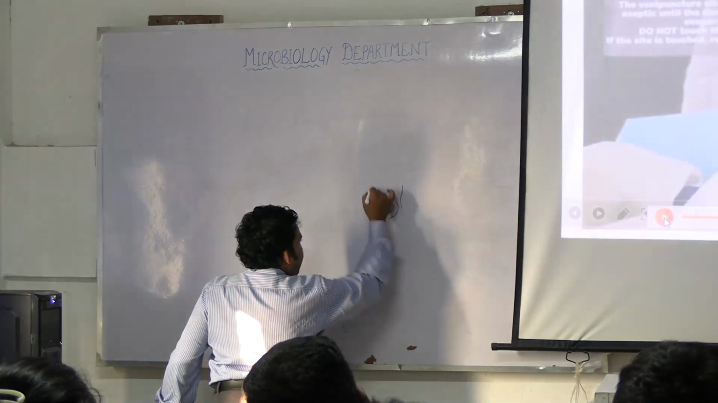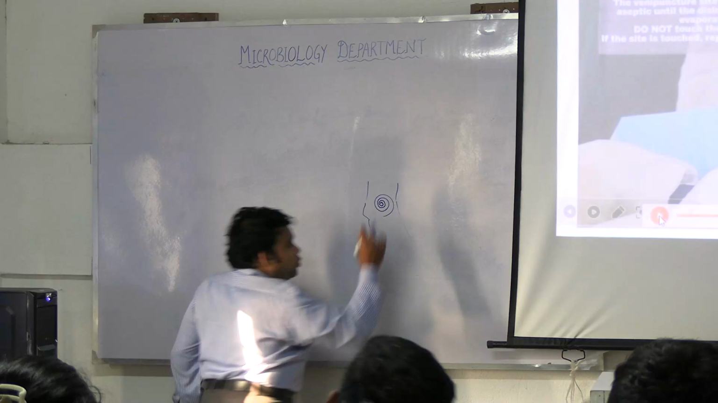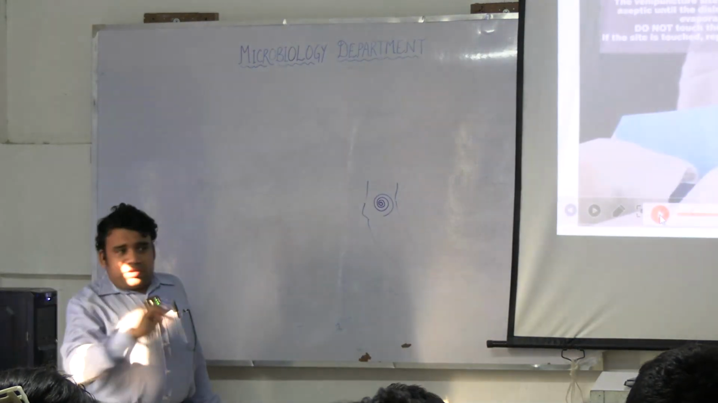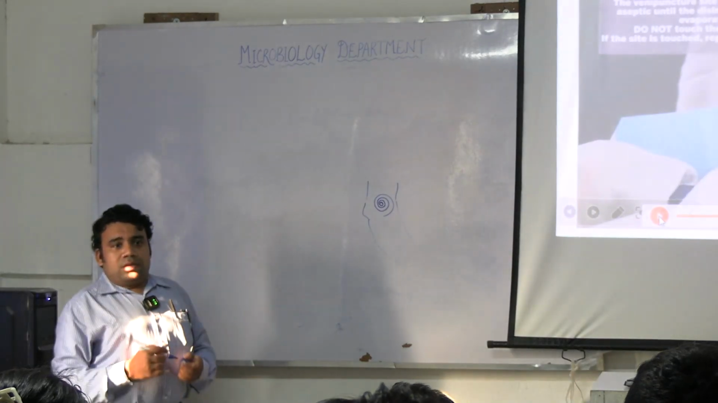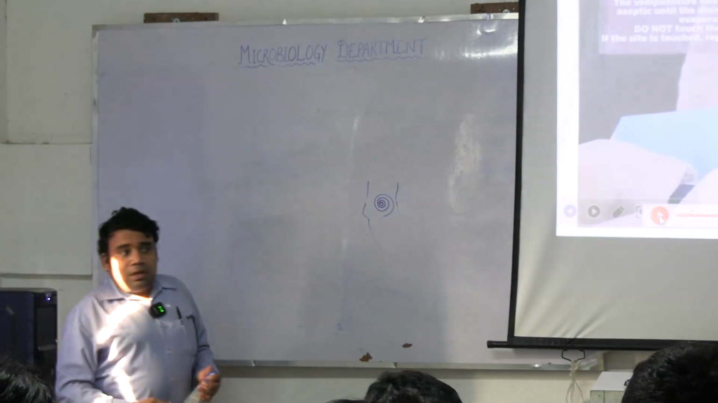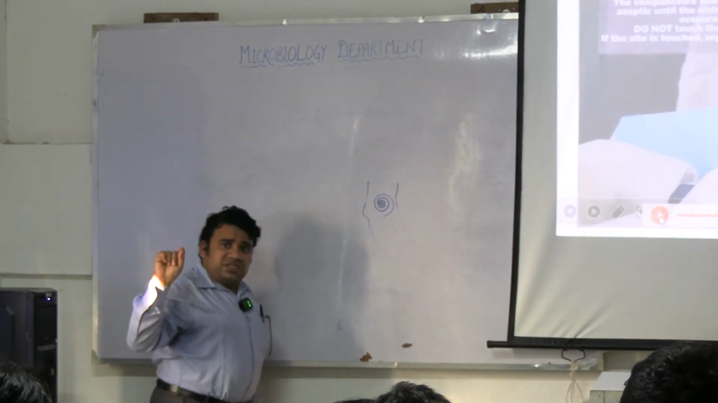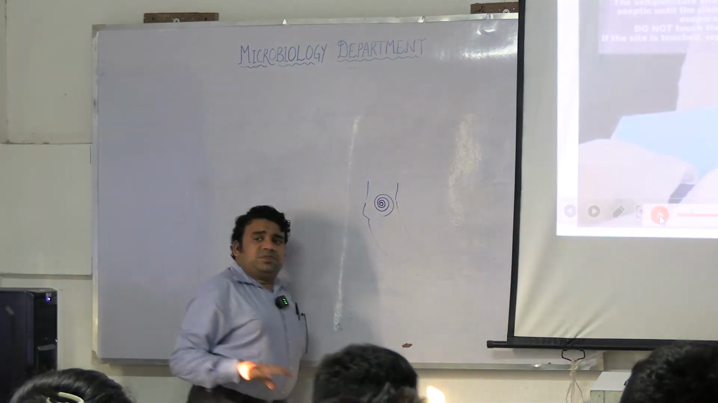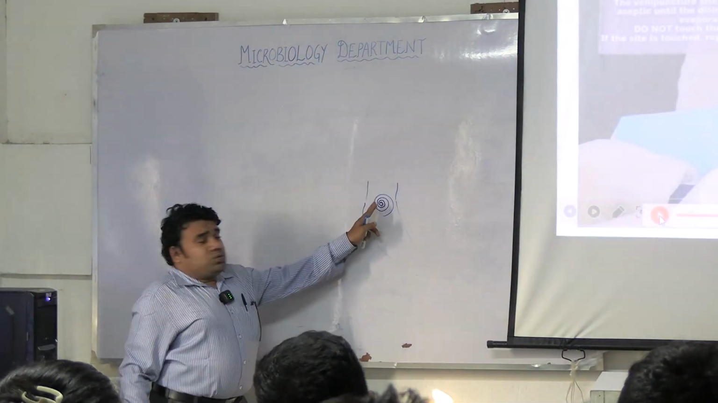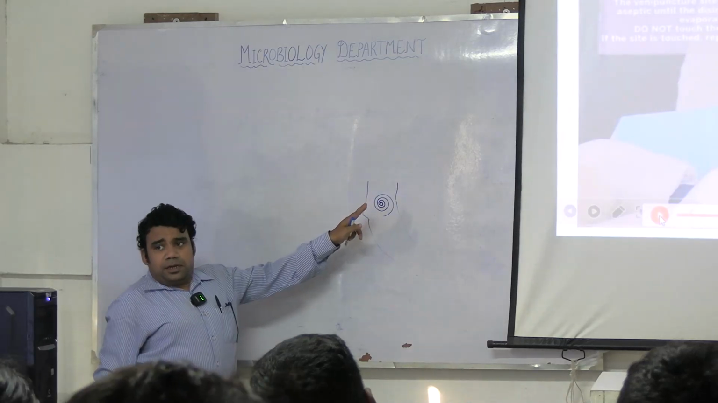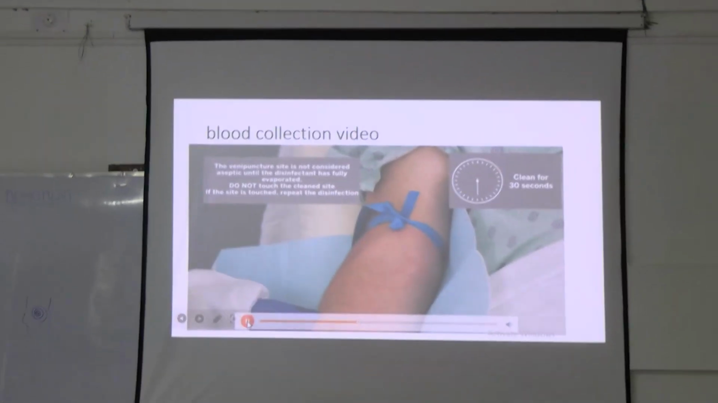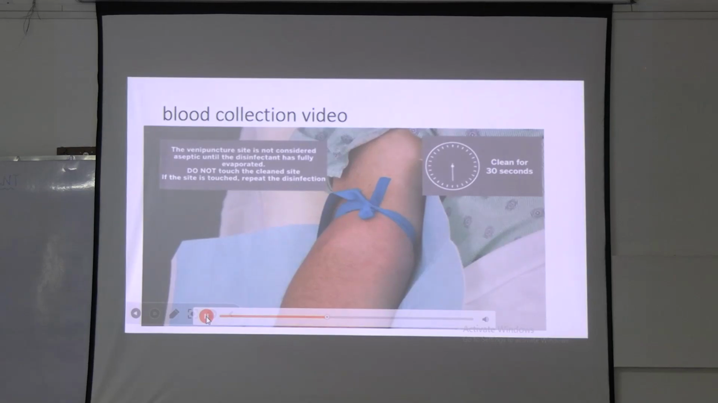Suppose this is the elbow region. We need to disinfect it from the center outward. Not crisscross, not haphazard, only in this way. The reason is very simple. When you first touch, the alcohol content is highest, so at this area, asepsis is highest. The more you move around, asepsis will be less. So once you touch the inside, you do not go back on the same area. Understood? And obviously, after doing that, do not touch the same area.